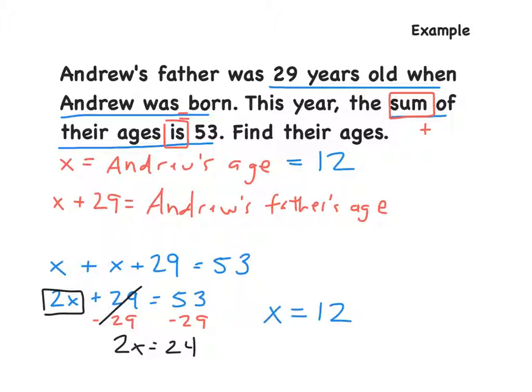Now how old is Andrew's father? Remember, Andrew's father is x plus 29. So all we have to do is take this 12 and plug it up here into x. So what is 12 plus 29? 12 plus 29 is equal to 41. So Andrew is 12, Andrew's father is 41.